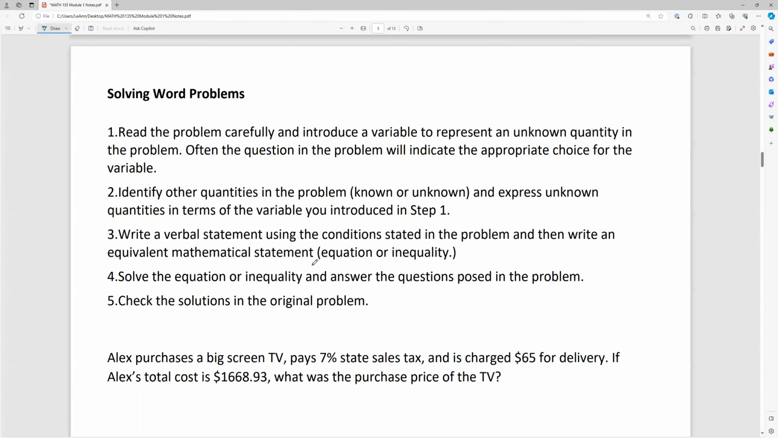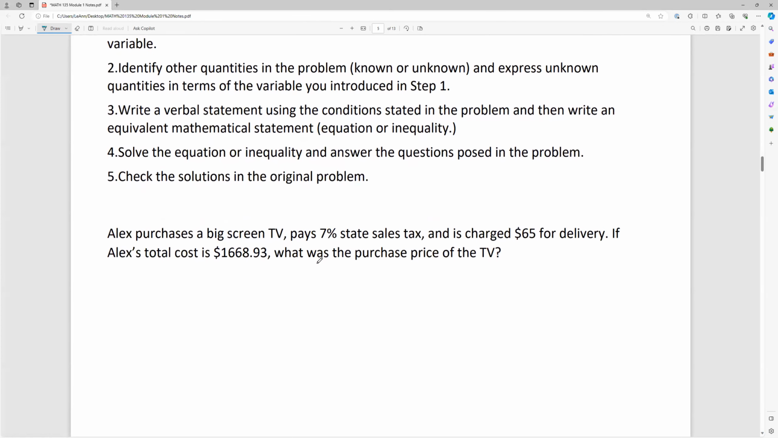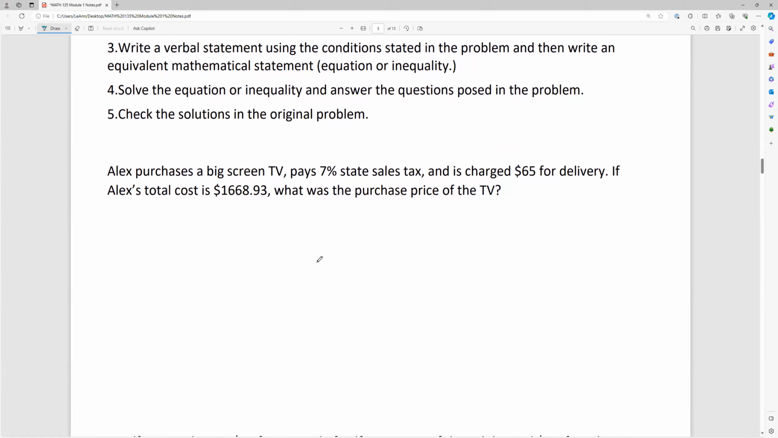So let's look at this first one. It says Alex purchases a big screen TV, pays 7% state sales tax, and is charged $65 for delivery. If Alex's total cost is $1,668.93, what was the purchase price of the TV? So right there, that question at the end is what we're looking for. So I'm going to say, let x equal the purchase price of our TV.